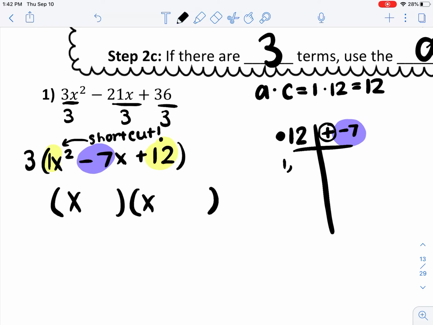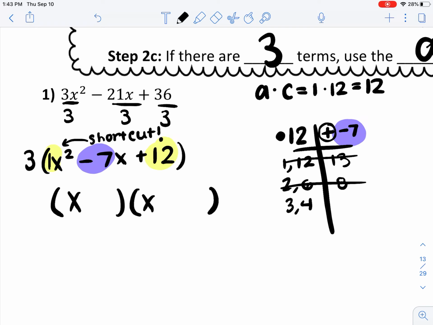So I'm going to list my factors of 12. I know 1 times 12, 2 times 6, 3 times 4. And now I'm going to add them up and see if any of them give me 7. So 1 plus 12, that would give me 13, so that's not it.